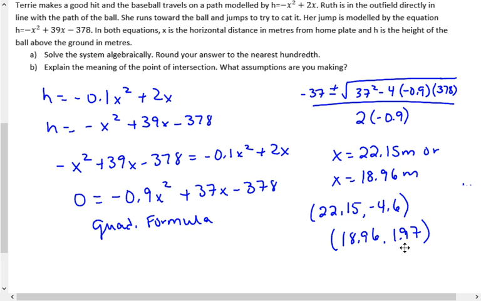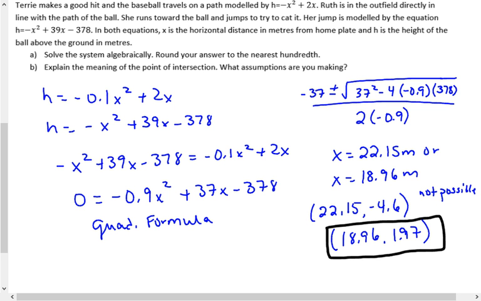Now, if we think logically about this, is it possible for someone to catch the ball at a height of -4.6 meters? No. Therefore, the only possible solution is this one right here. So the ball was caught at a distance of 18.96 meters away from home plate at a height of 1.97 meters.